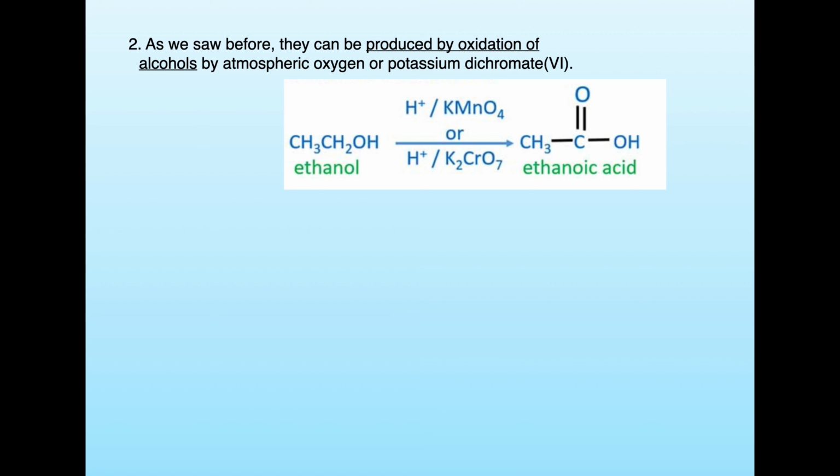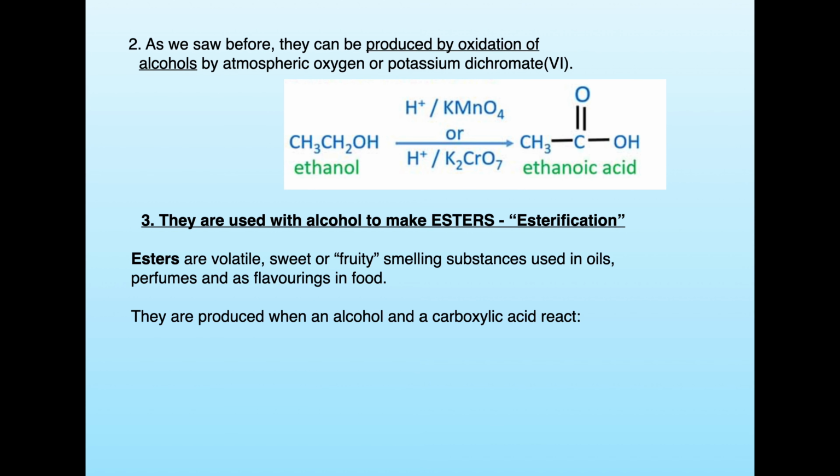Second reaction, it's worth remembering that you produce ethanoic acid from the oxidation of ethanol. So you can produce carboxylic acids by the oxidation of an alcohol. It's not really a reaction they do, it's a reaction they come from. But it's associated with them, so you need to remember it. Third reaction, they are used to make esters with alcohols. Esters are very useful molecules, compounds, because they're volatile, sweet, fruity. They're used in oils, perfumes, and flavorings.